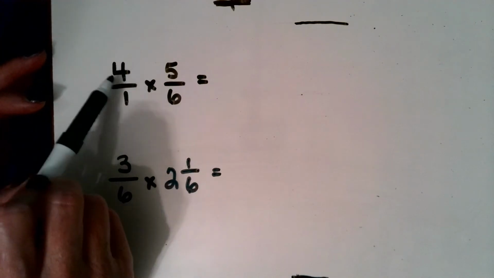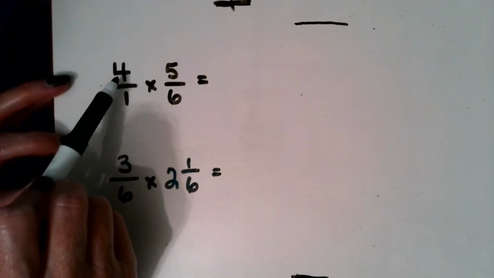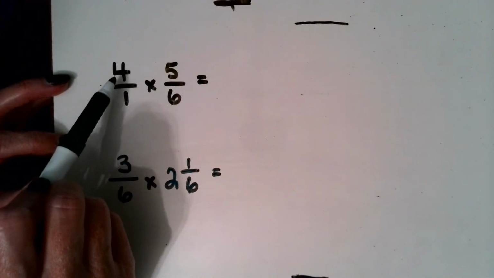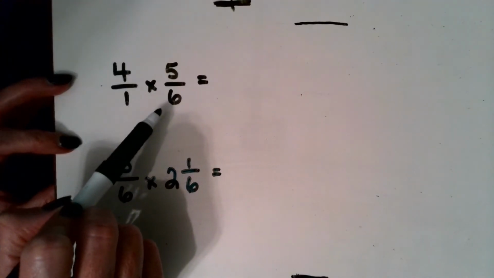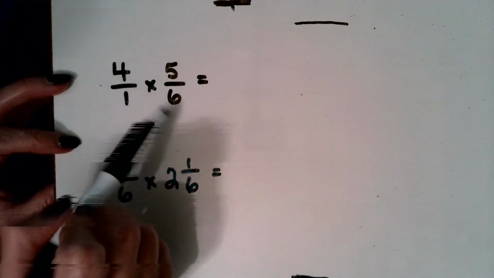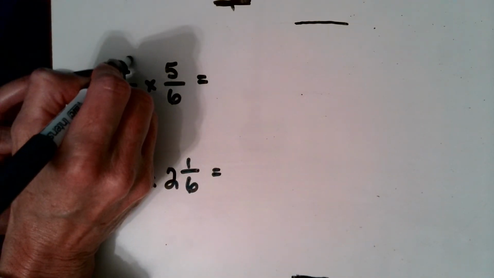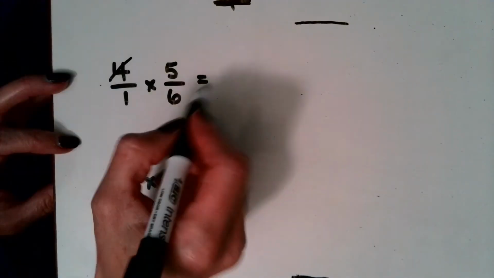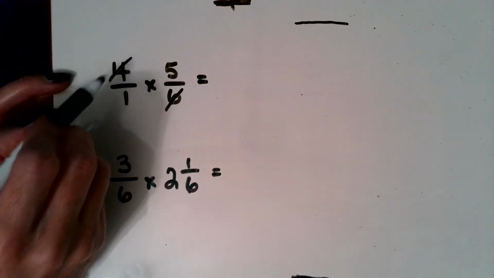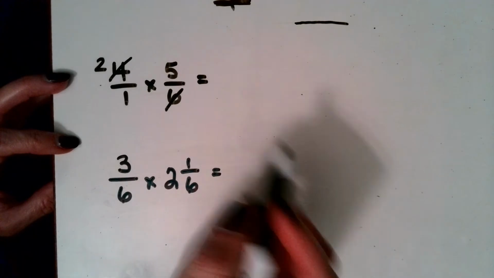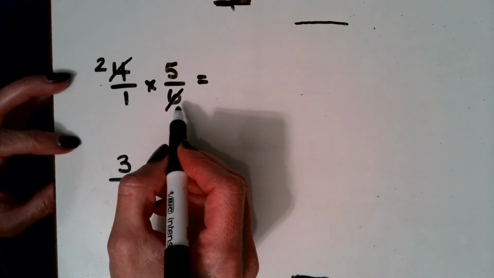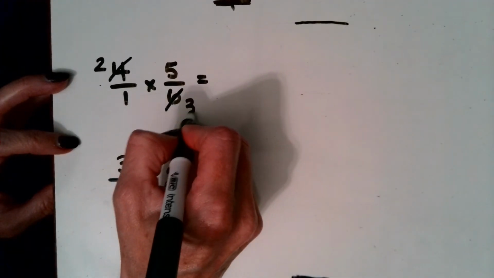So I'm going to come here. And I'm going to say, is there anything that will divide into 4 that will also divide into 6? And the answer is yes. 2 will divide into both of these. So I'm going to cancel out this 4, cancel out the 6, and I'm going to say 4 divided by 2 is 2, and 6 divided by 2 is 3.